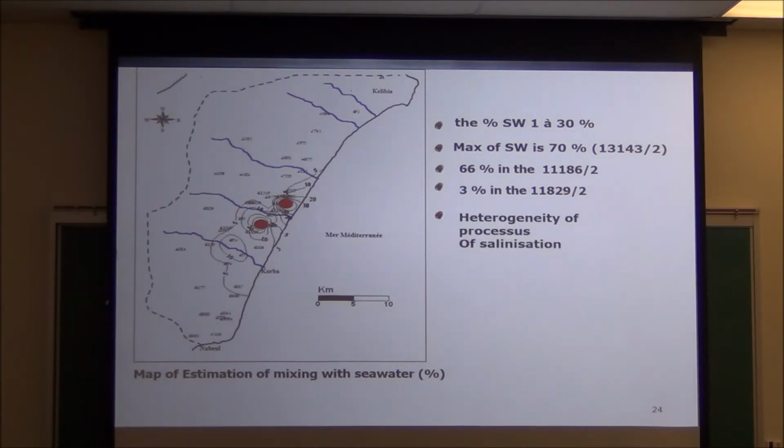In some cases, we have only 3%, so we have a big heterogeneity of the process of salinization in this coastal aquifer. For El Hawariya plain, we have a fraction of seawater less than 1%, so we can confirm that we don't have seawater intrusion in that aquifer.